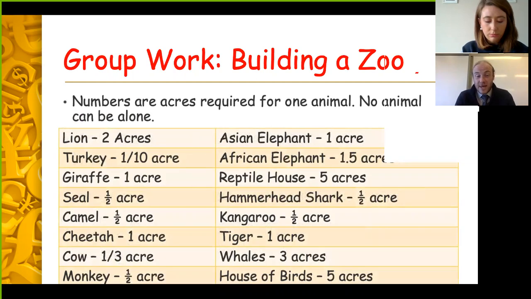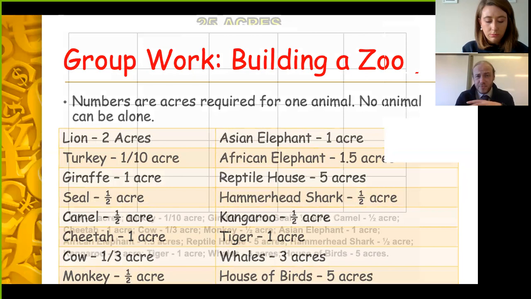Basically, there's a list of animals, as you hopefully see on the screen now, and each of them has a certain amount of space. For example, the lion will take up 2 acres, whereas a turkey will only take up a tenth of an acre. An Asian elephant will take up an acre, but an African elephant takes up an acre and a half. Now, the fun part about this is that, with the exception of the house of birds, you cannot have just one animal. You need to have the animals in pairs. Why? So the zoo can be sustainable and keep itself going. And that usually gets a bit of a giggle from some of our more mature students in the room.